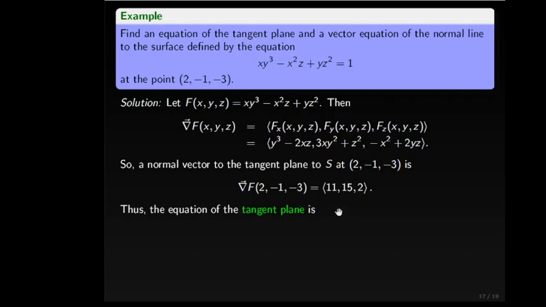Therefore, the equation of the tangent plane is 11, which is the first component of the gradient, times (x - 2), plus 5 times (y + 1), plus 2 times (z + 3), equal to 0. And the normal line is represented by the vector (2 + 11t, -1 + 5t, -3 + 2t).